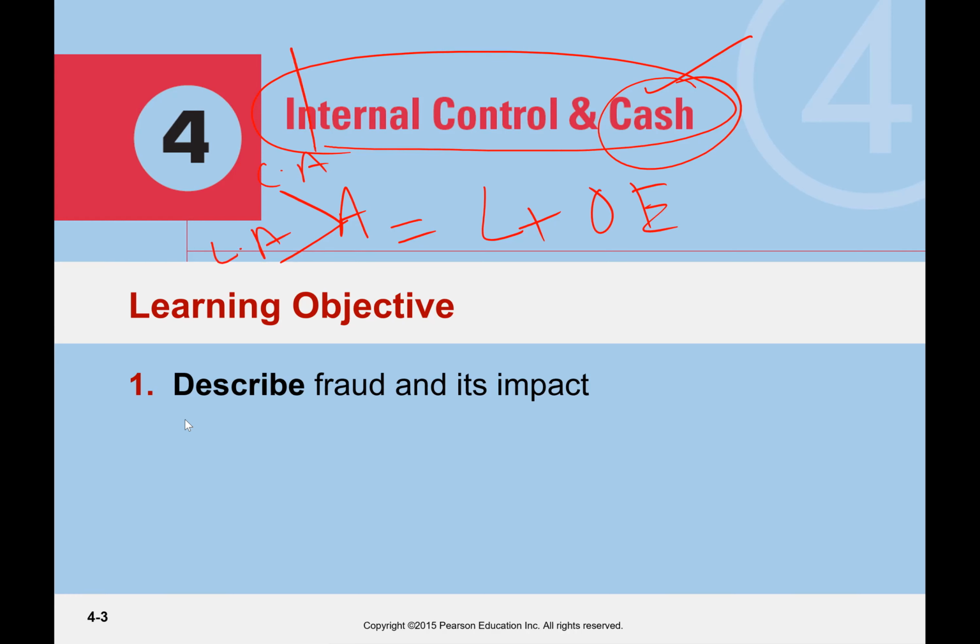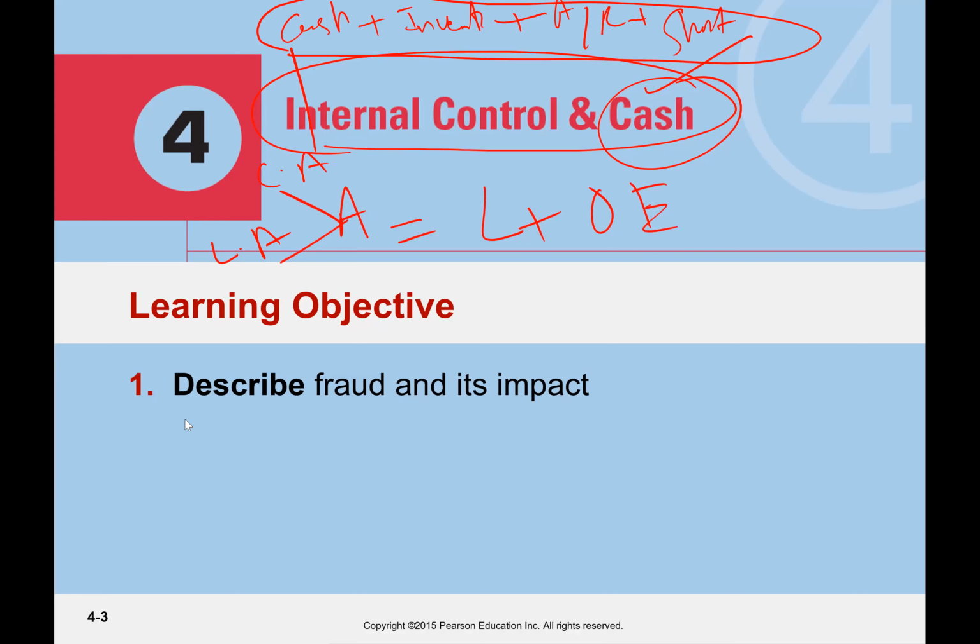Under current assets, the first one is cash and cash equivalents, and then we have inventory, accounts receivable, right? And short-term investment as well. All these we will talk about in separate chapters. Today is the day we talk about cash and cash equivalents. So number one, the LOS, which is learning objective, is to describe fraud and its impact.